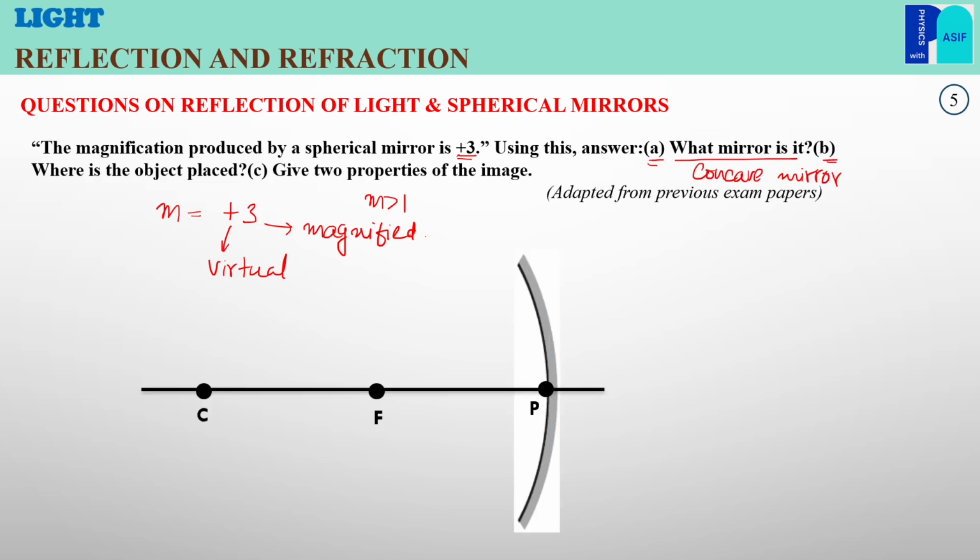For the second question, where is the object placed? A virtual and magnified image is found when the object is placed in between the principal focus and the pole of the concave mirror. Therefore, the object must be placed in between F and P.